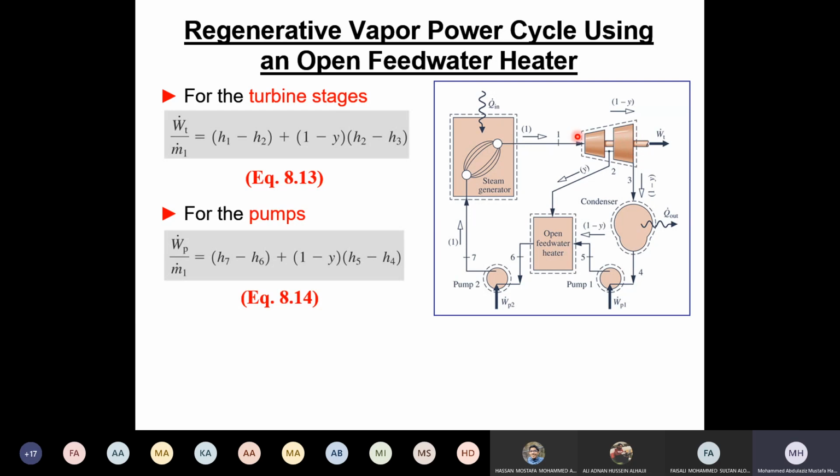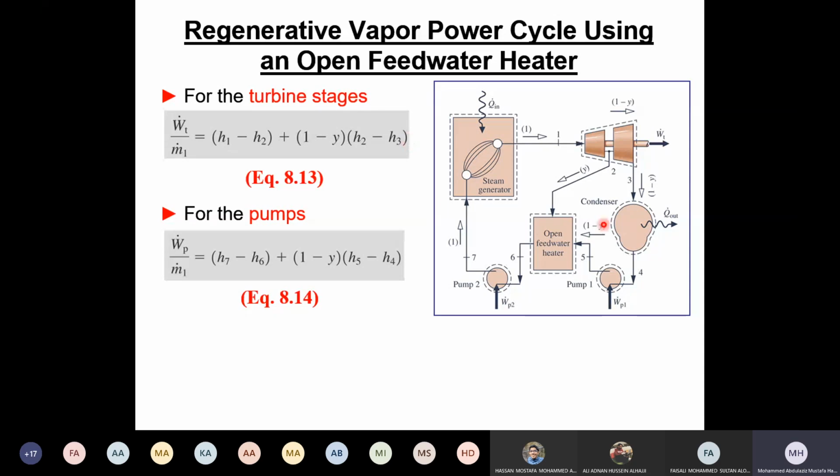I can say here sigma m_i h_i minus sigma m_e h_e. So I can say 1 h1 minus y h2 minus (1 minus y) h3. This also gives me this analysis. So either you consider one turbine and say sigma m_in h_in minus sigma m_exit h_exit, or you divide it into two turbines and do it that way. Anyway, you will get W turbine equal to that.